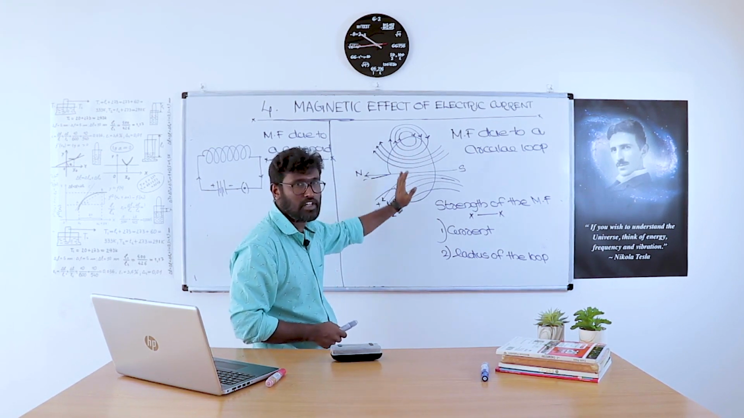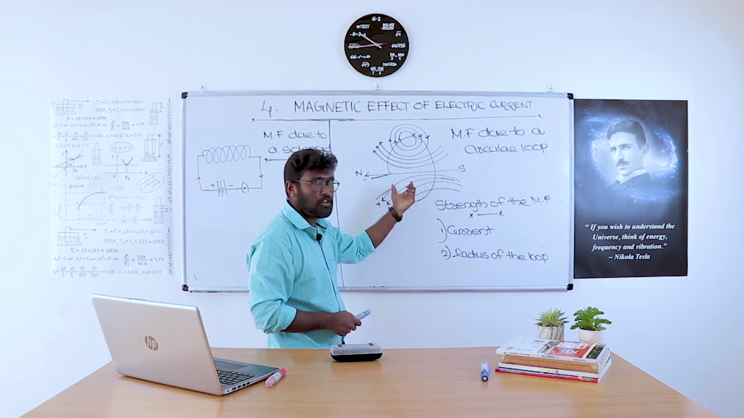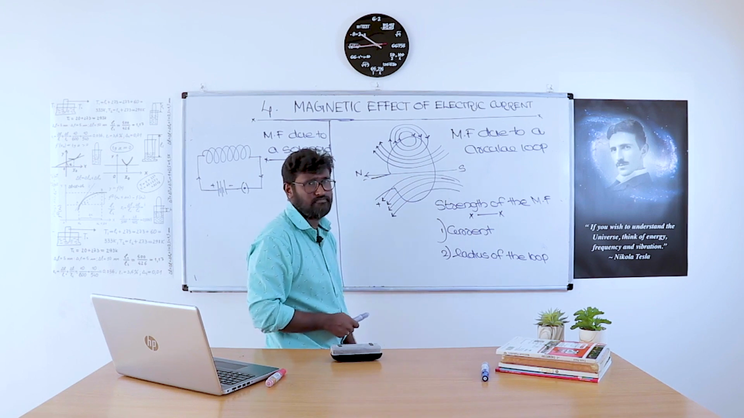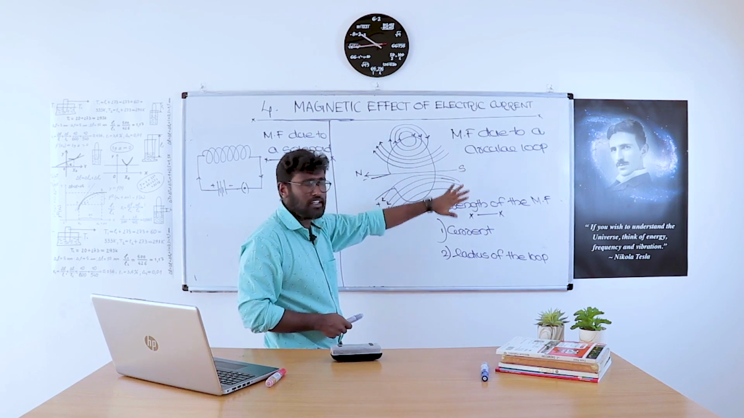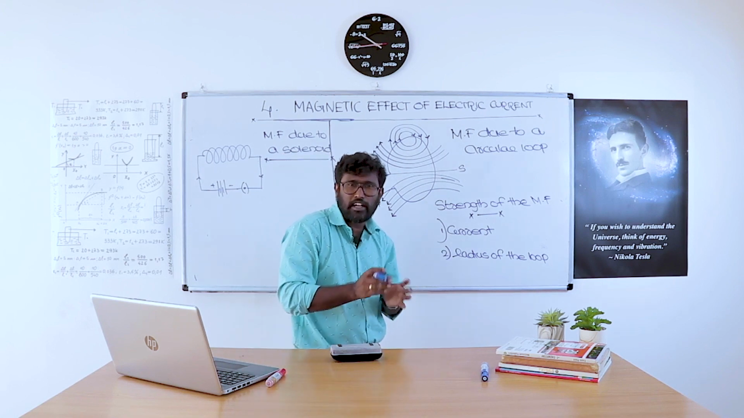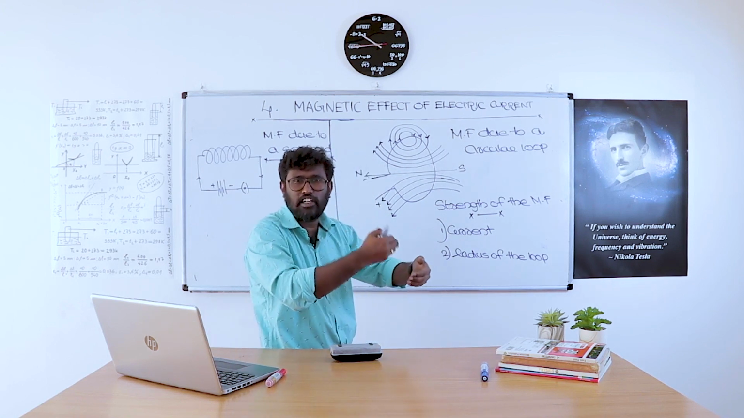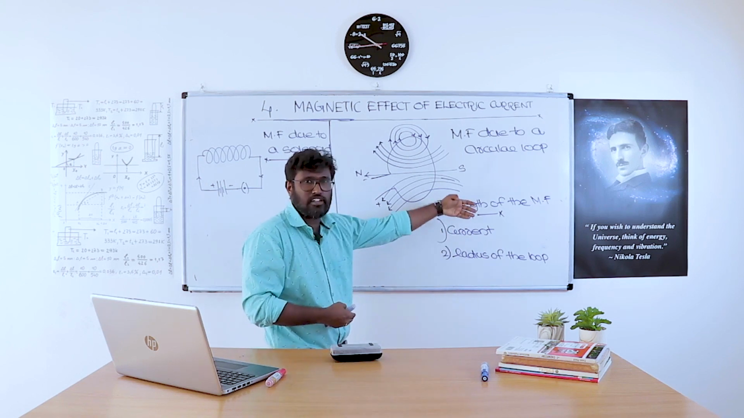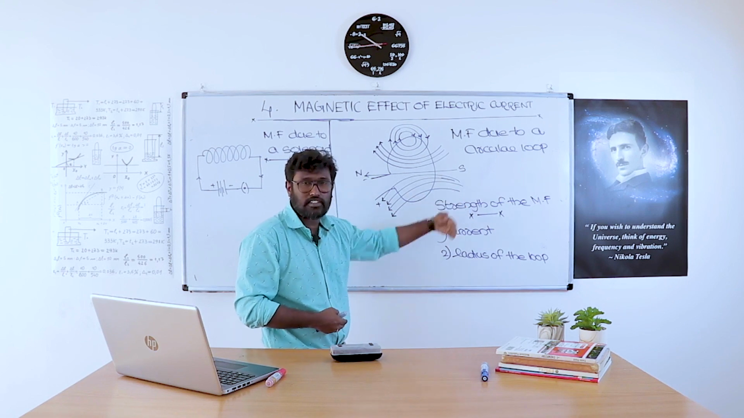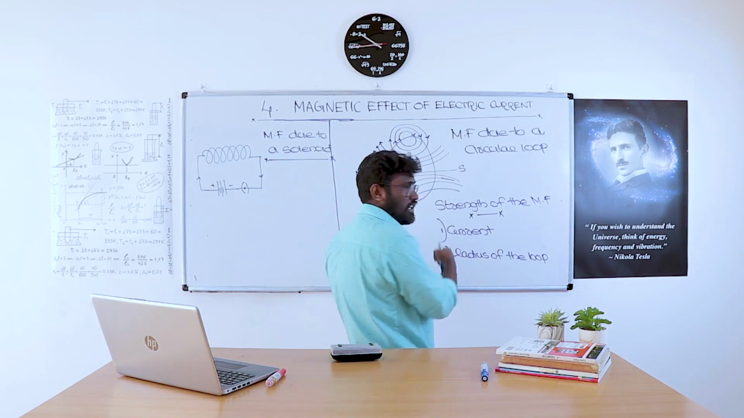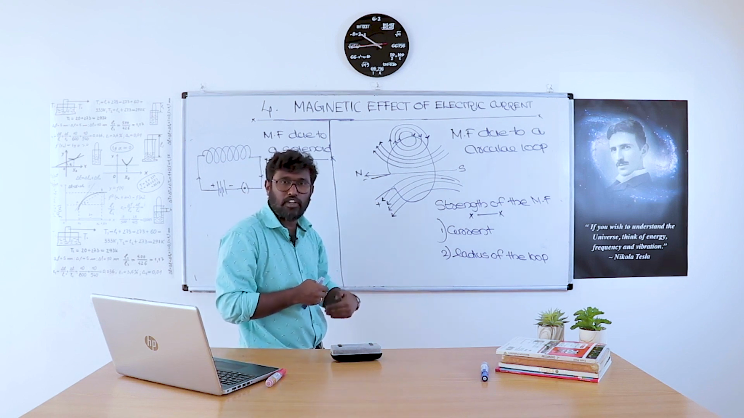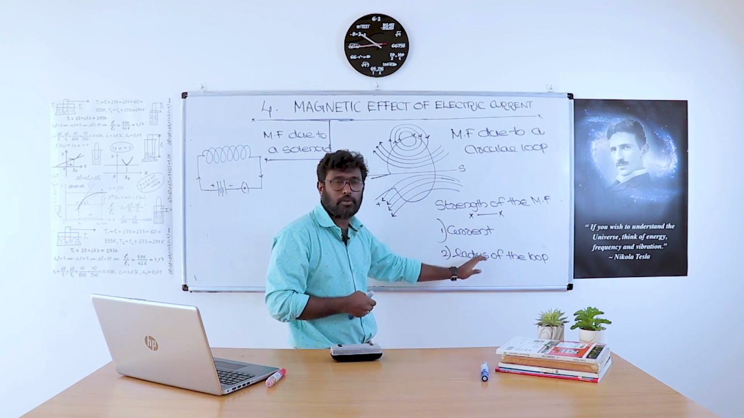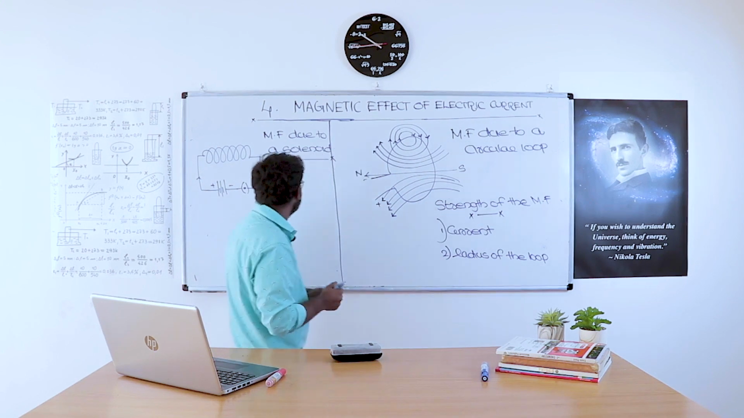This is a pictorial representation of the magnetic field due to a circular loop. It is clear that at the center, the magnetic field is a straight line. In the case of a circular loop, the strength of the magnetic field depends upon two factors, current and the radius of the loop. Whenever the current increases, the strength of the magnetic field increases. Whenever the radius of the loop increases, the strength of the magnetic field decreases. That is, the strength is directly proportional to the current and inversely proportional to the radius of the loop. Next one is solenoid.